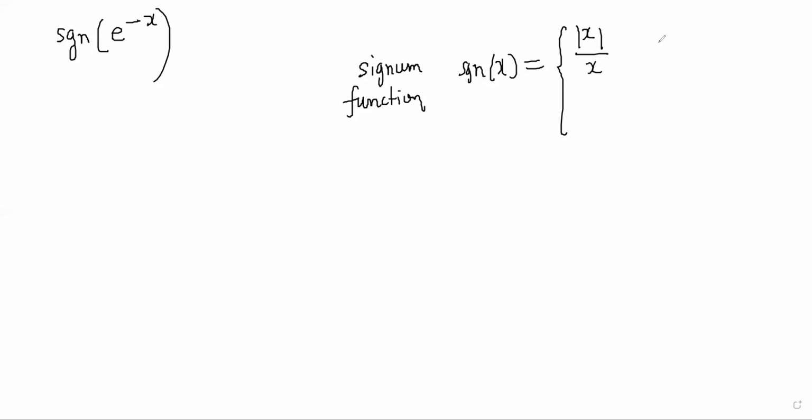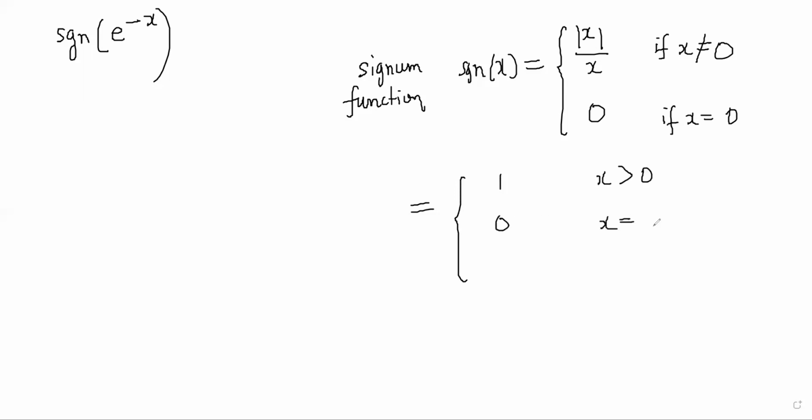So the Signum function is defined as Sgn of x is equal to mod of x by x if x is not equal to 0, and 0 if x is equal to 0. Sometimes it is also written as 1 if x is greater than 0, 0 if x is equal to 0, minus 1 if x is less than 0.